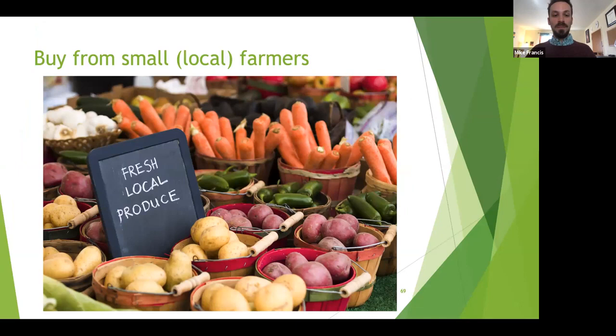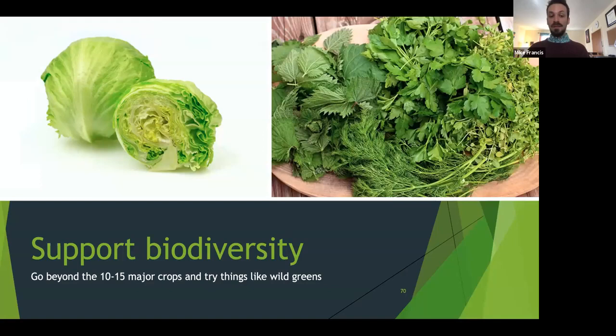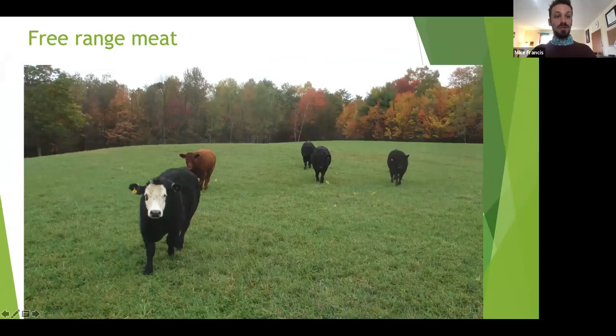And support biodiversity. Go beyond the 10 to 15 major crops and try things like wild greens and a lot of these exotic fruits and vegetables that can actually be not only delicious, but help the environment as well. And if you are interested in the issues with the animals I just talked about, then free range meat is always an option. Not always perfect, but definitely a step in the right direction.